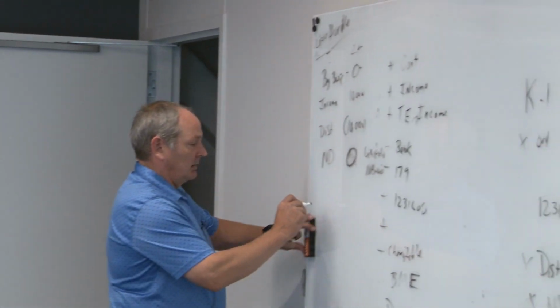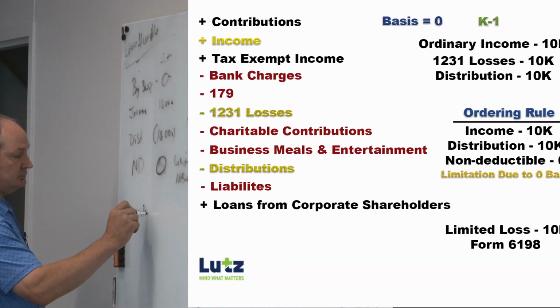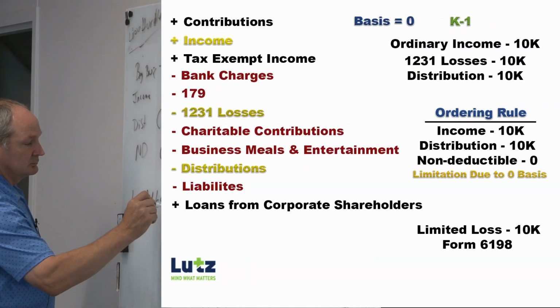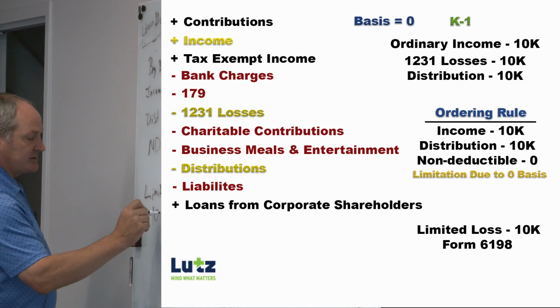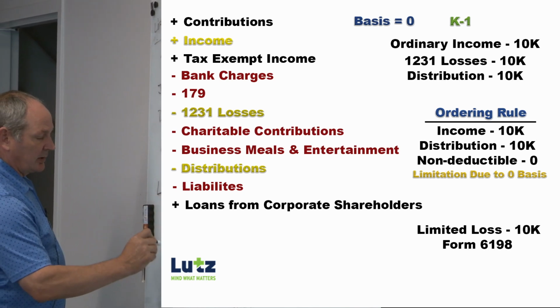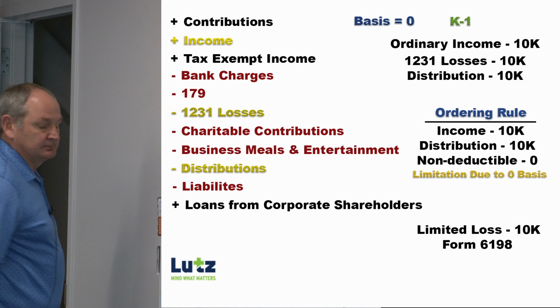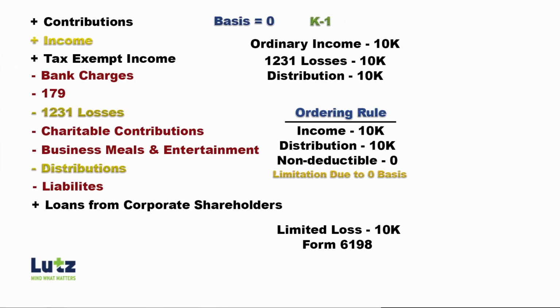Okay, so now I have a limited loss of 10,000 reported on form 6198. Okay, so let's change the facts just for a second, because this is the ordering: income, distribution, non-deductibles, loss.